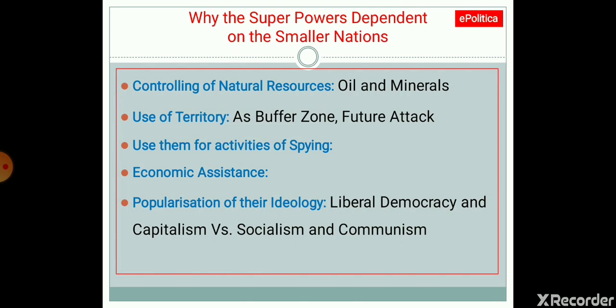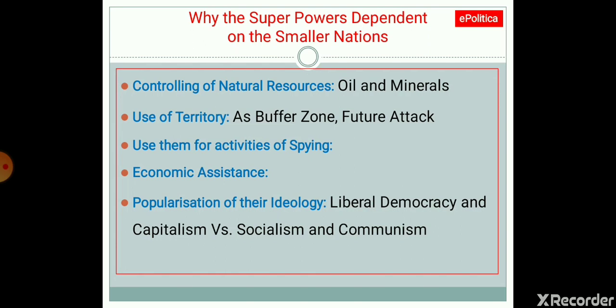The next reason was economic assistance. Not only were the smaller countries dependent on the big countries for economic reconstruction, many a time the big or powerful countries were also dependent on the smaller countries for economic assistance. So to create common economic cooperation with the smaller countries, the superpowers were dependent on them. So that is another reason why the superpowers are dependent on the smaller nations.